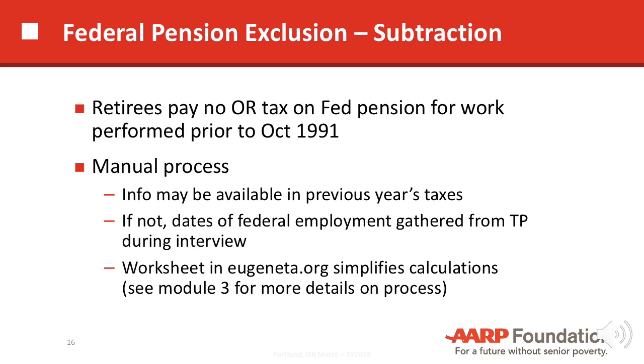If the taxpayer or the taxpayer's surviving spouse collects a federal pension income, you may be able to exclude some of the income and take your subtraction.